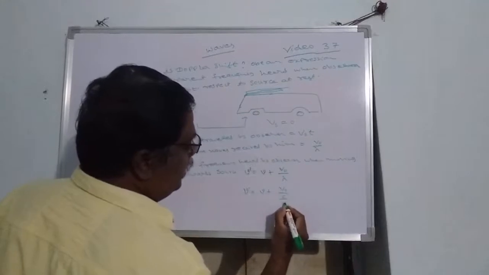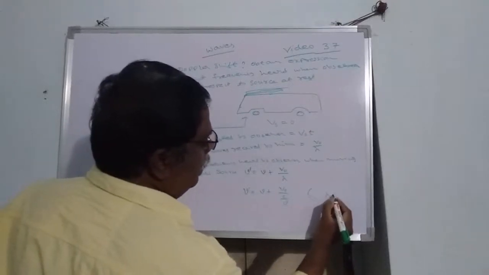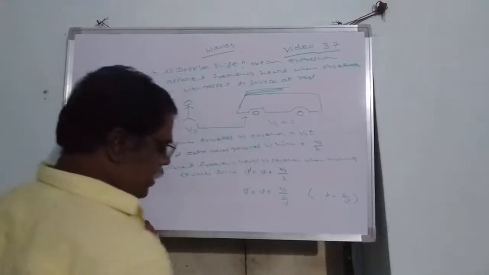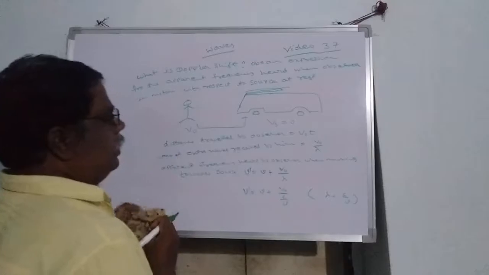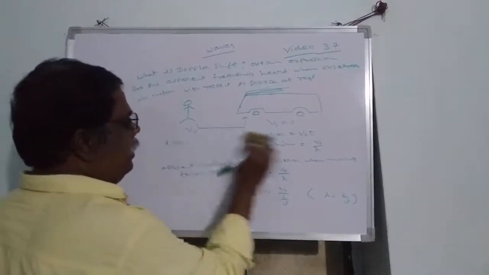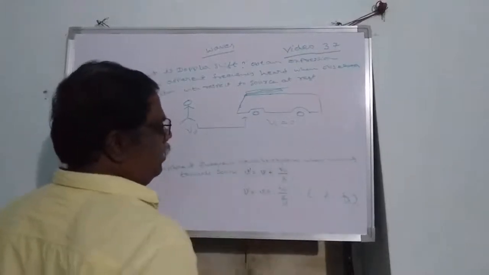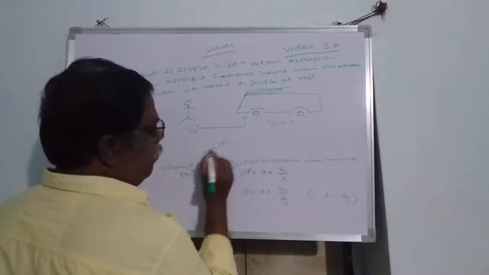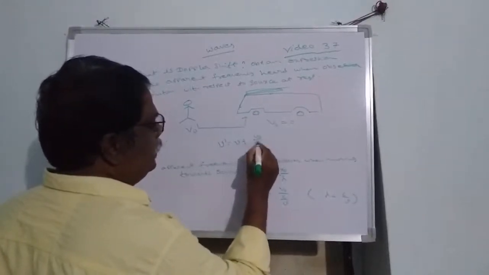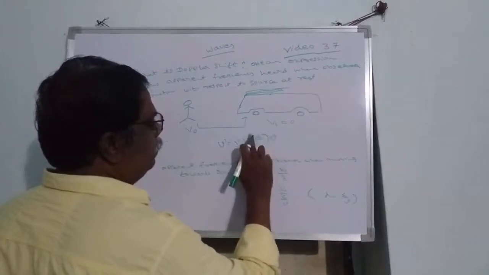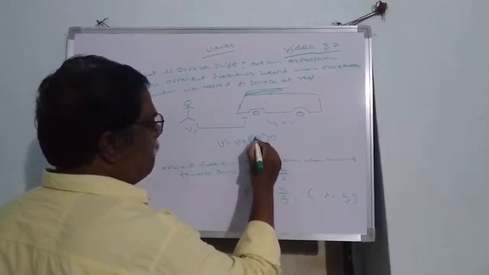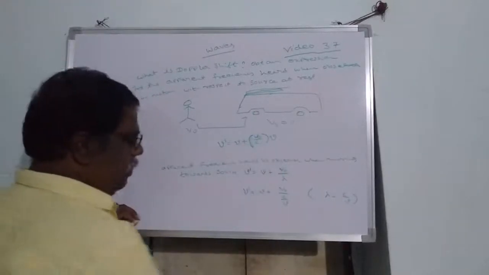We know that lambda is nothing but C by mu. Wavelength and frequency are always inversely proportional. So from this, mu dash value will be mu plus V naught by C into mu.